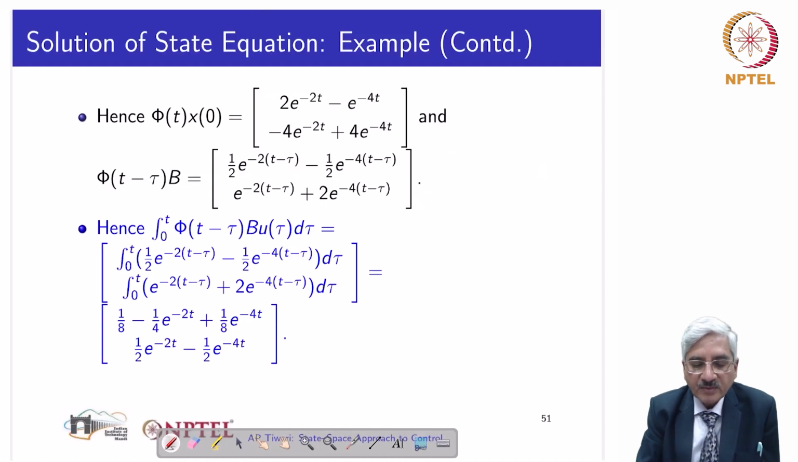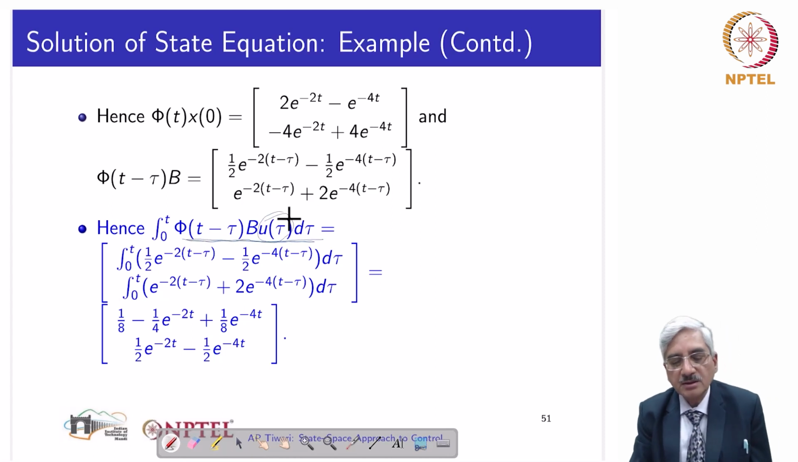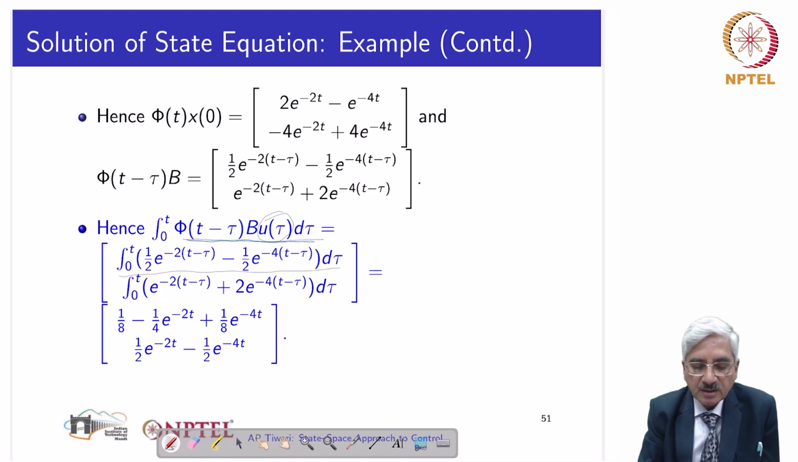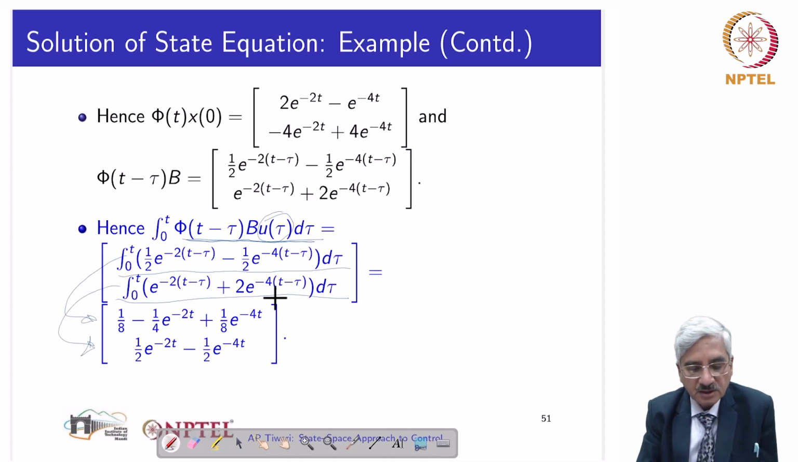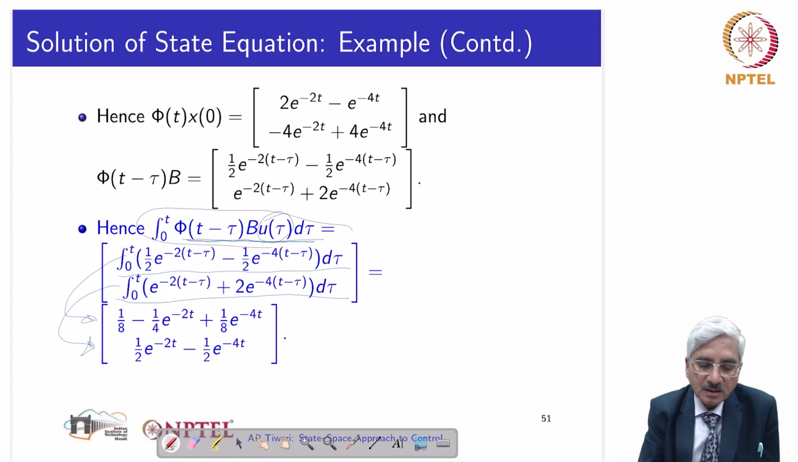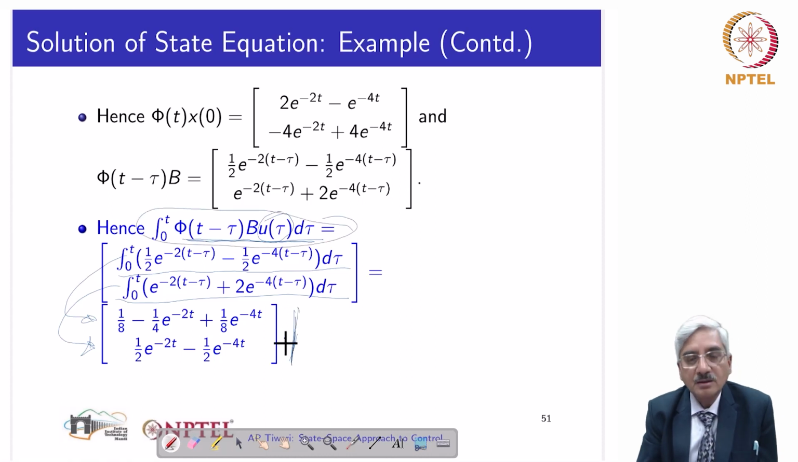This was single input, so we essentially get a 2 by 1 column vector for phi t minus tau b. We evaluate the integral 0 to t phi t minus tau b u tau d tau, taking u tau equal to 1 because it is unit step. So we get two integrals like this, and each one evaluated will give this. Hopefully my hand calculations are correct. You can do your own hand calculations and verify that you too get this. In case you get something different, I may please be informed. So we get this integral as this 2 by 1 matrix depending on time.